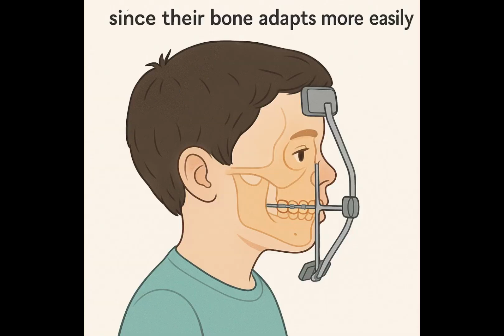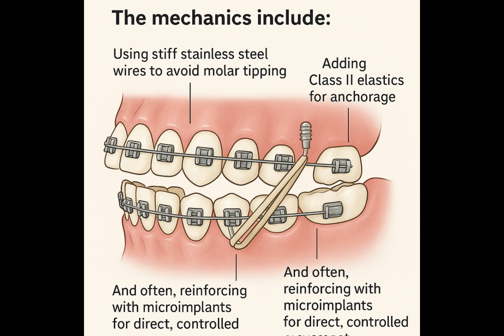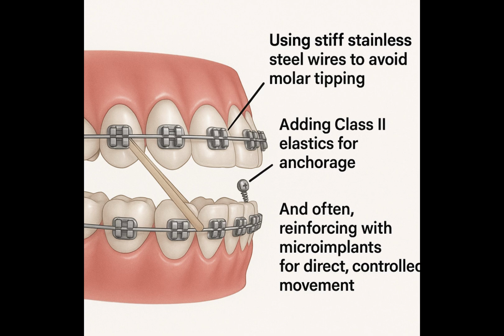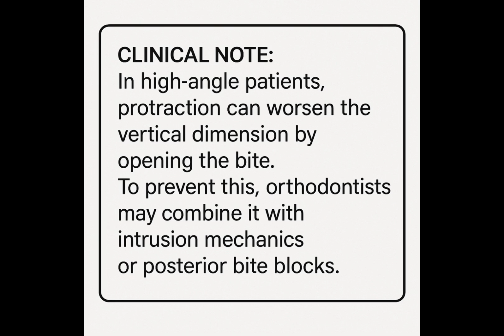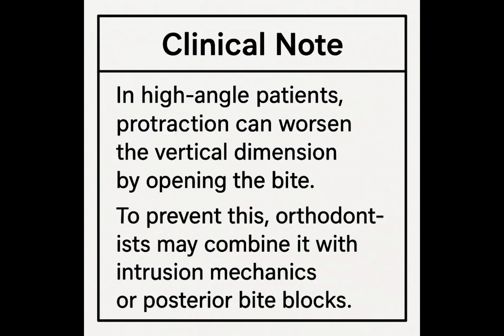The mechanics include using stiff stainless steel wires to avoid molar tipping, adding Class 2 elastics for anchorage, and often reinforcing with microimplants for direct, controlled movement. One important clinical note: in high-angle patients, protraction can worsen the vertical dimension by opening the bite. To prevent this, orthodontists may combine it with intrusion mechanics or posterior bite blocks.